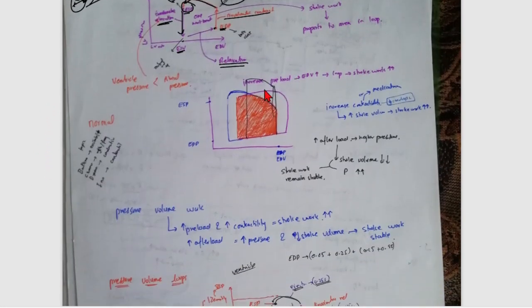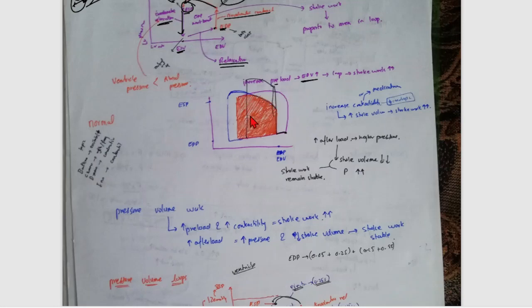Now we will take changes in this loop. For example, first, if you increase the preload, what will happen? This line is preload, you have to follow the color. If you increase the preload, the end diastolic volume increases, meaning more blood moves in, so more blood moves out. Here the end diastolic volume increases, and the pressure is also slightly increased.